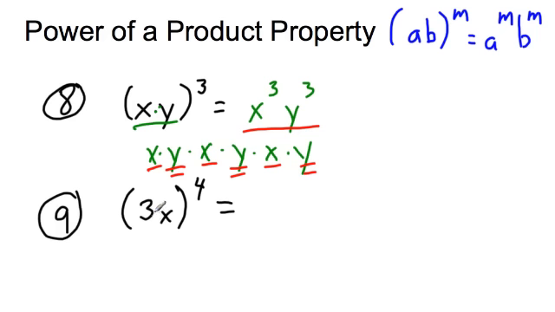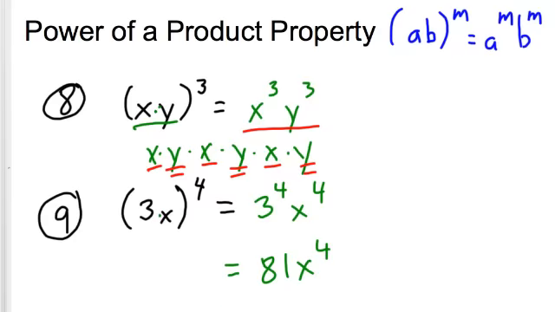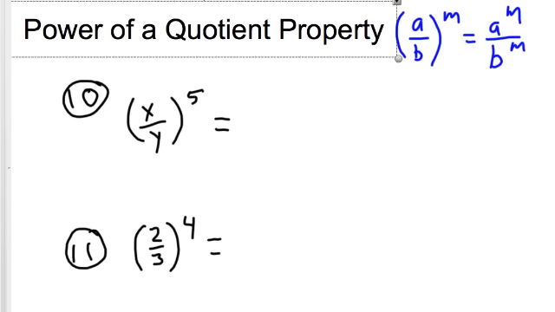This becomes, now notice we have a 3 times x to the 4th. This becomes 3 to the 4th power times x to the 4th power. This would simplify since 3 to the 4th power, 3 times 3 times 3 times 3, is equal to 81. We could write it as 81x to the 4th. Moving on to our next property.